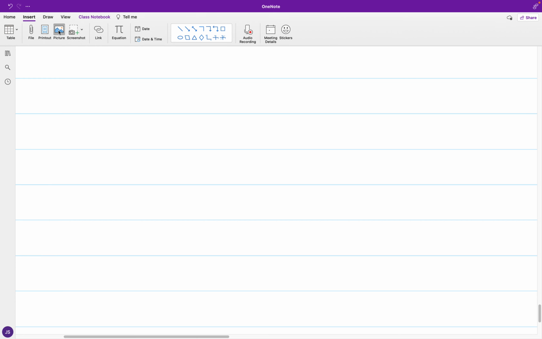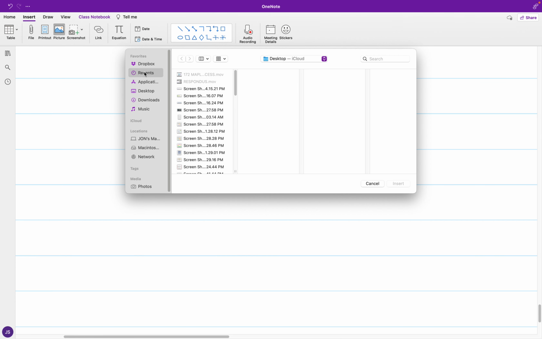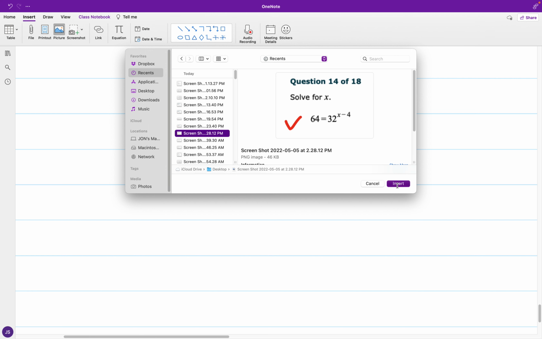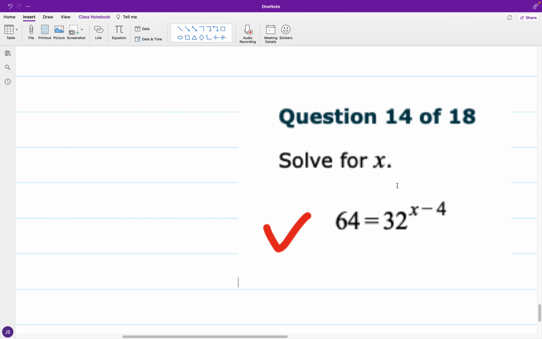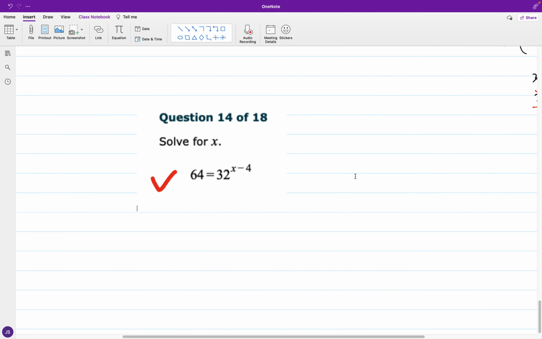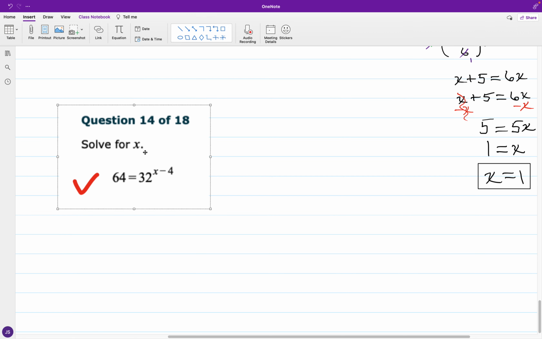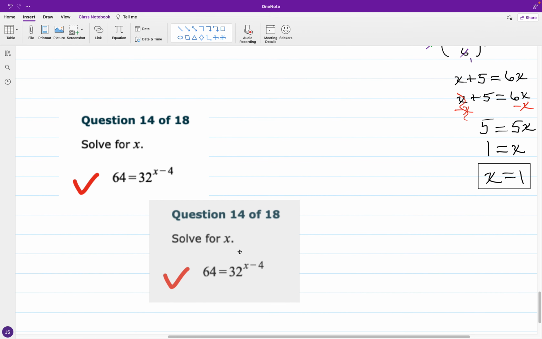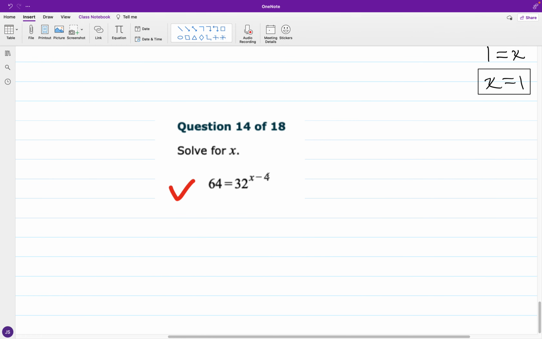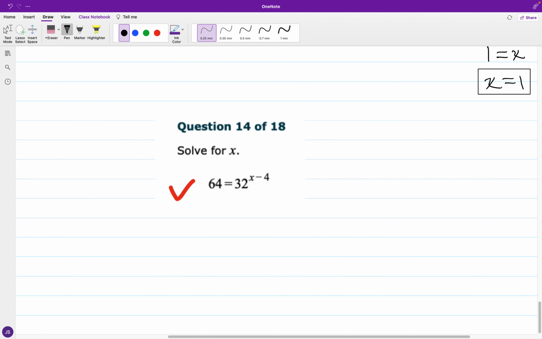So we're looking at the bases 32 and 64. In this one case, we have 64 is equal to 32 raised to the x minus 4 degree. And this could be treated in a couple of ways here. You can treat it as an equation that has a common base. I'll show you both ways here.